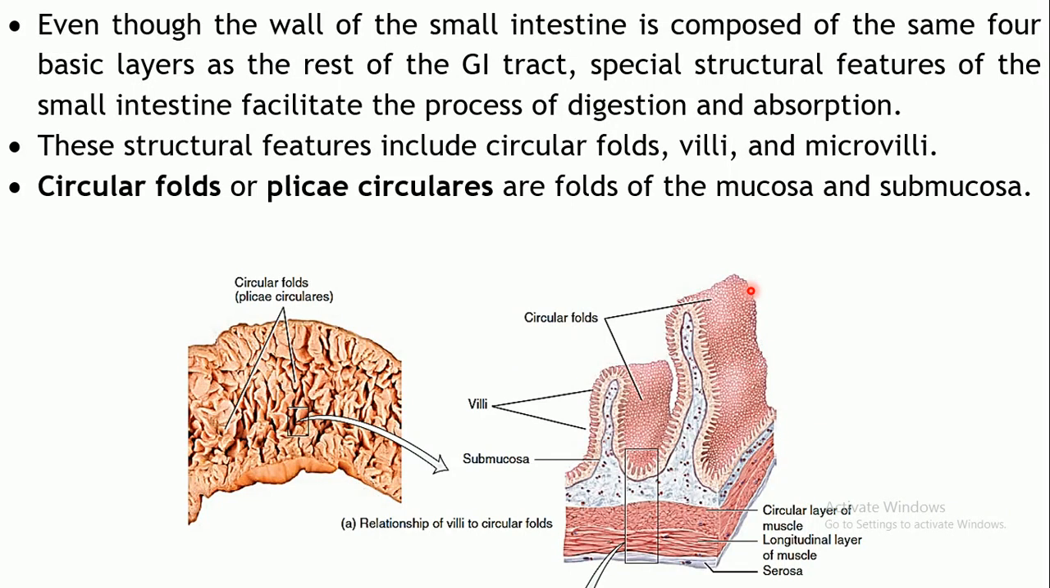Now that's not the end of it. If you remember in the introduction, we have seen that there are some specialized structural features present in the intestine which increase the surface area to adapt it for its function, that is digestion and absorption. Since most of the digestion and absorption takes place in the small intestine, the area required is very vast, right?